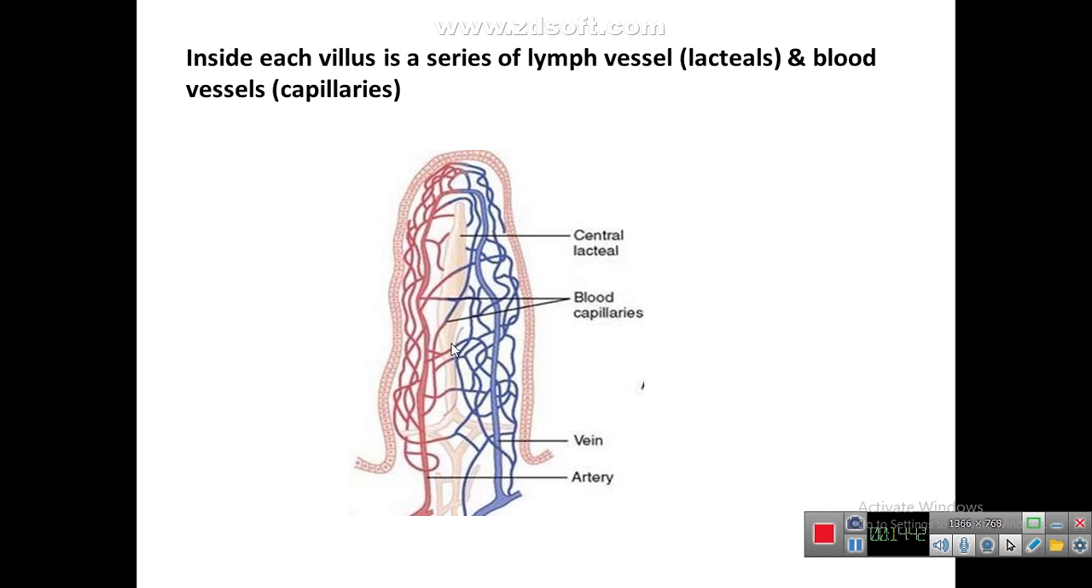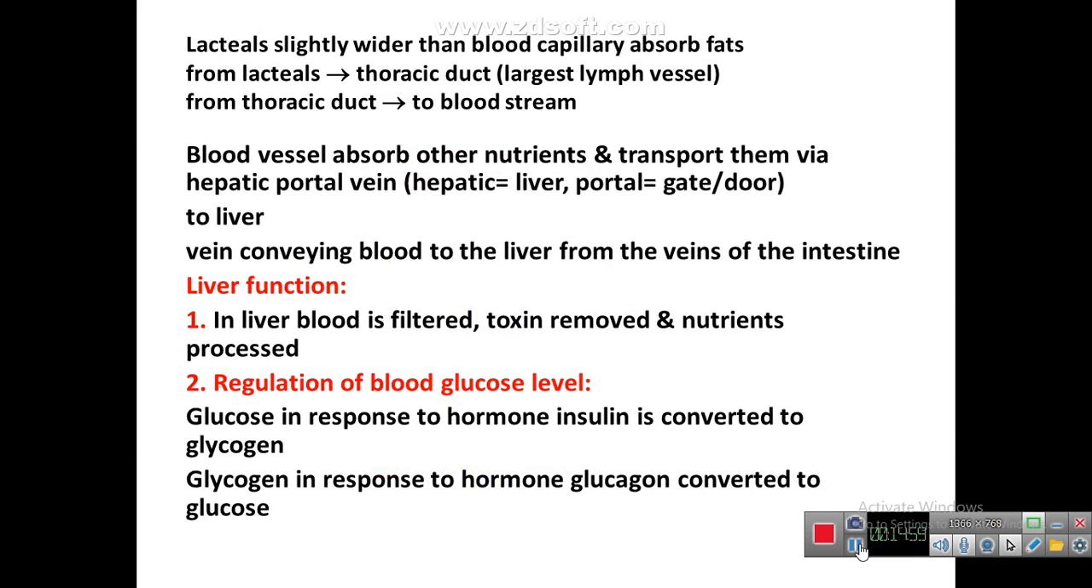This is the diagram. In the center, this pink tube is known as the lacteal. Blue color shows the veins, and red color shows the arteries. Along with them, blood capillaries are also present. The lacteals are slightly wider than blood capillaries, so they absorb the fats. Fats are larger compounds as compared to carbohydrates and proteins, so the blood capillaries, because of their size, cannot absorb the fats. So fats are absorbed by the lacteals, while other nutrients like proteins and carbohydrates are directly absorbed by the blood vessels. From the lacteal, they move into the thoracic duct, which is the largest lymph vessel.